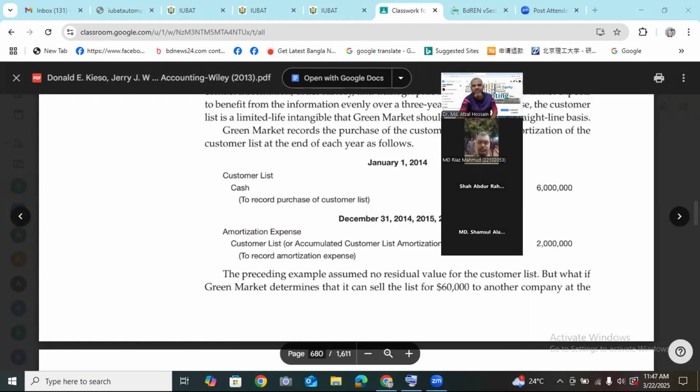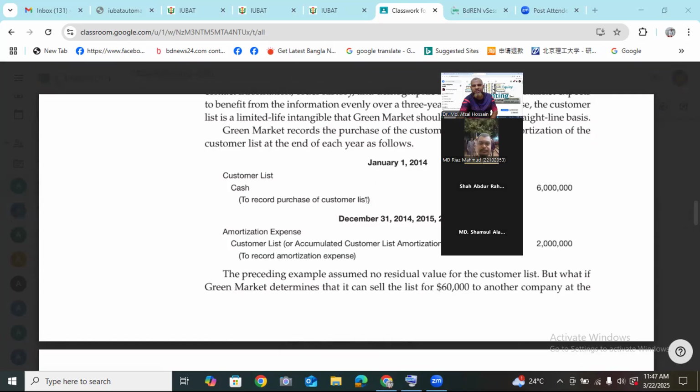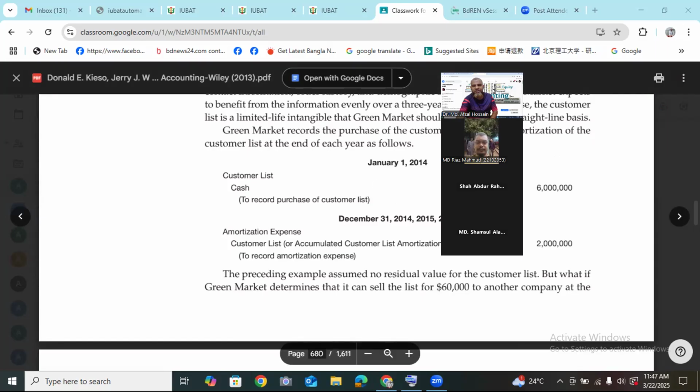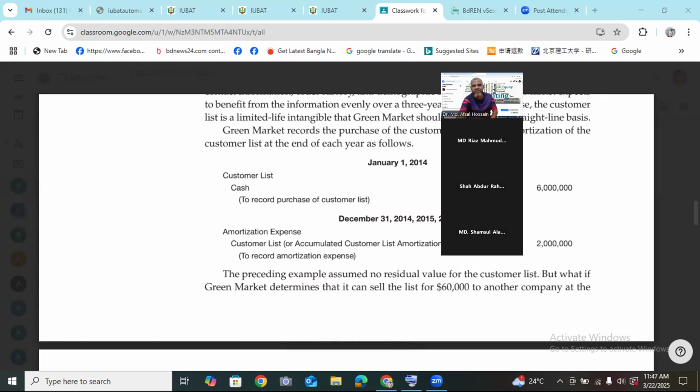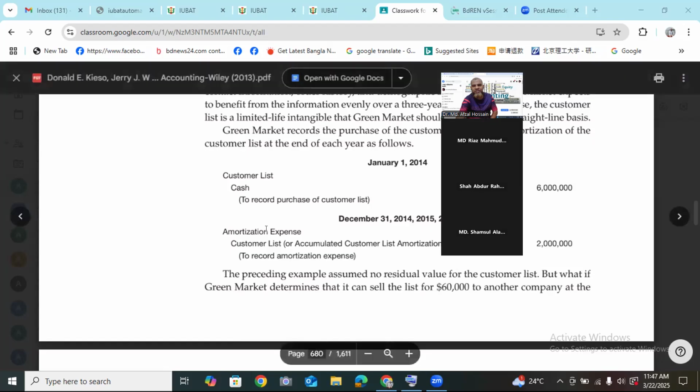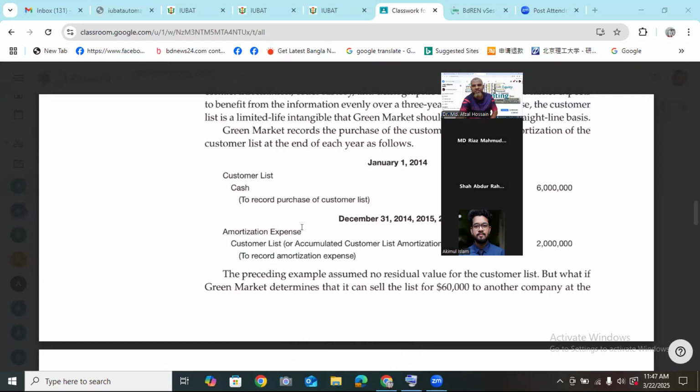Okay, listening, no problem. Now how to amortize this? Amortization expense debit, customer list credit 2 million to record amortization expense. How? Because of 3 years, 6 million divided by 3 equals 2 million. So the first year your amortization expense is 2 million and customer list credit. Customer list here is an intangible asset. First it is debited for an increase in asset, and second it is credited for a decrease in asset.